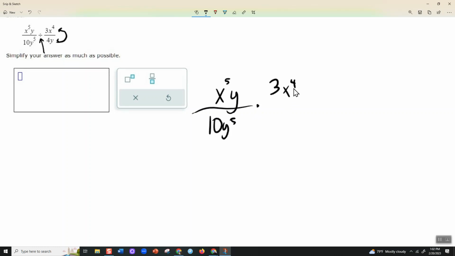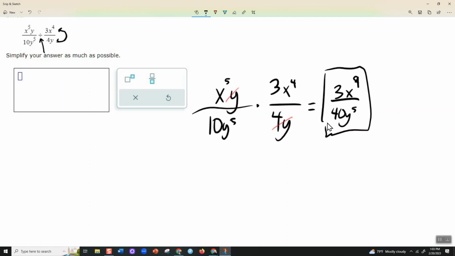I've got 3x to the 4th over 4y. Now I'm just going to go ahead and cancel out common terms. I see a y over a y. So that means I'm going to have 5 y's on the bottom. And x to the 5th times x to the 4th. Hopefully you remember your rules of exponents. When I'm multiplying the same base, I'm going to add the 5 and the 4 to make x to the 9th. So I got 3x to the 9th all over 10 times 4 is 40, y to the 5th. That's it for number 2. A lot of the same idea, just mostly simplifying the rationals.